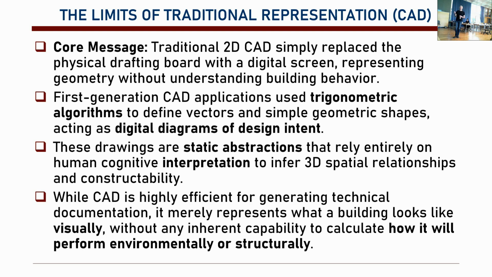These are static abstractions, as we always mentioned. They are basically a snapshot in time, and they're just lines. They rely on human cognitive interpretation. A human looks at this drawing and decides if that window is too large or too small, or if that building needs a shade. We do that by looking at drawings and understanding them.